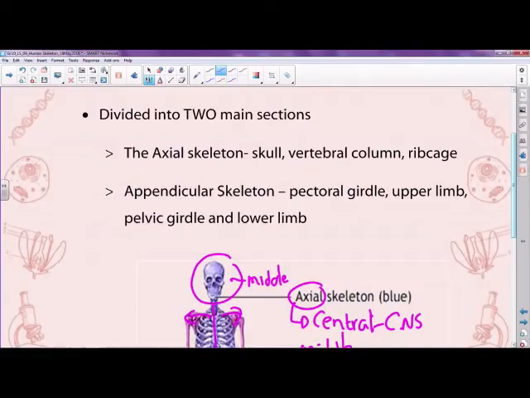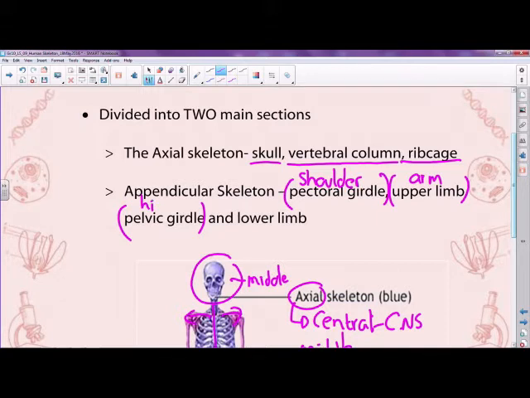Now, when we look at our axial skeleton, we need to be able to label the skull and all the different bones of the vertebral column and the rib cage. They form the axial skeleton. The appendicular skeleton is the pectoral girdle, which we commonly refer to as the shoulder; the upper limb, which we commonly call the arm; the pelvic girdle, which we call the hip or the pelvis; and the lower limb, which we are going to call the leg.